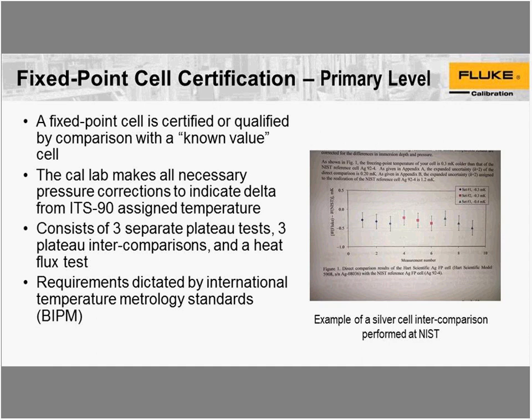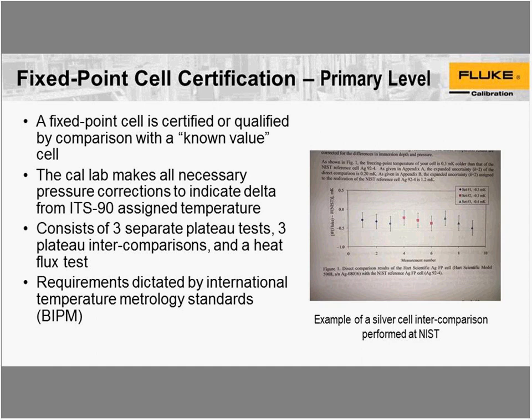When the cell is certified, all the necessary pressures are applied to make sure we're carrying the ITS-90 assigned temperature. In a primary standard level fixed point certification, there are three separate plateaus tested for plateau consistency, and there are three intercomparisons performed on three separate plateaus to ensure that the cell is repeatable and will repeatedly arrive at the same realization temperature as the test is performed. We'll talk more in a moment about what a heat flux test is.